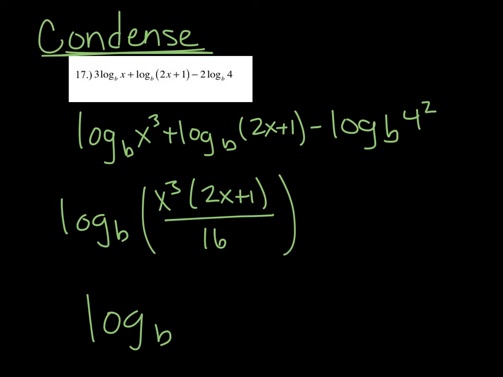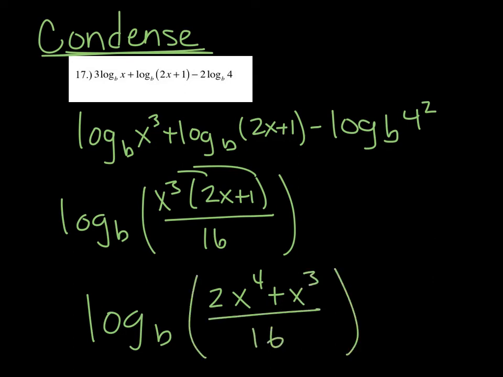So I'm just going to distribute that x cubed in there and make this 2x to the 4th plus x cubed over 16. And then that would be condensed.